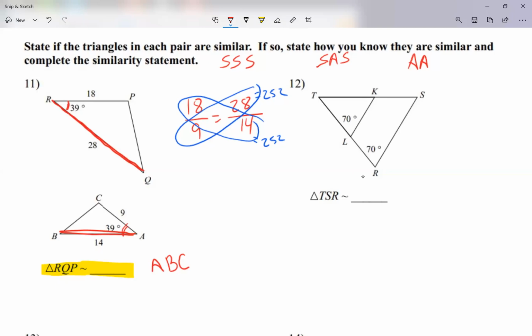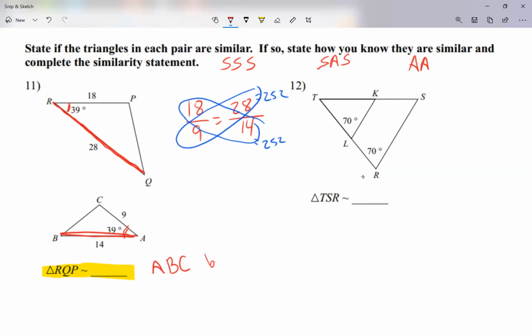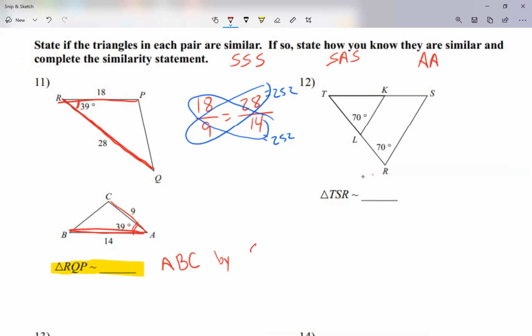So triangle RQP is similar to ABC by, okay, which one of the rules are we using here? I notice that I have two sides and the included angle. See how on each one, what I have marked are two sides and the included angle. Isn't that side, angle, side? So that's what I'm going to write.